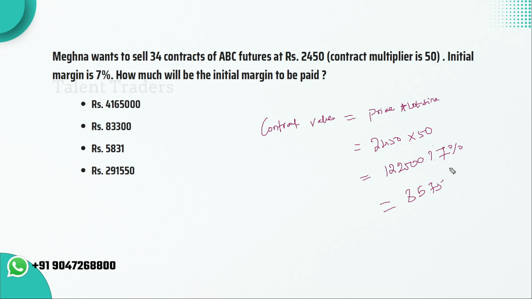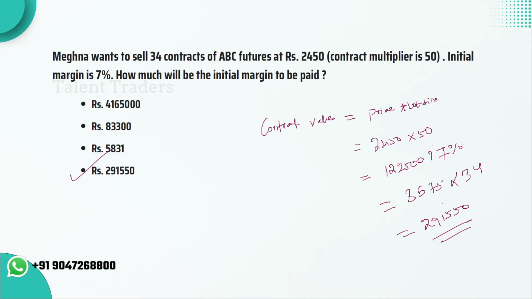But here the question is about 34 lots, so multiplied by 34, you will be getting the exact answer, 291550. So this is the margin required to execute the trade of 34 quantity of this particular ABC future contract. This is the type of question they ask you about the required margin.